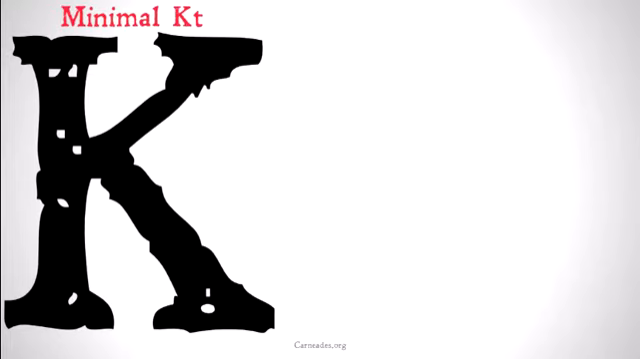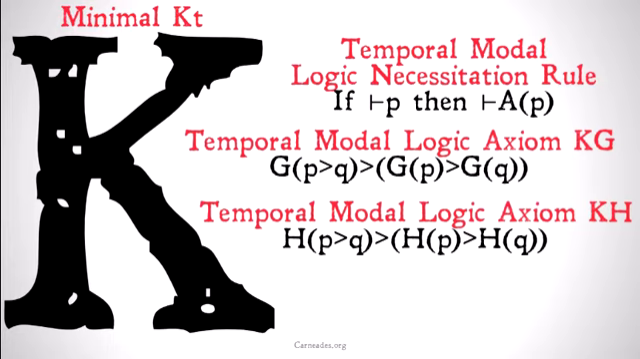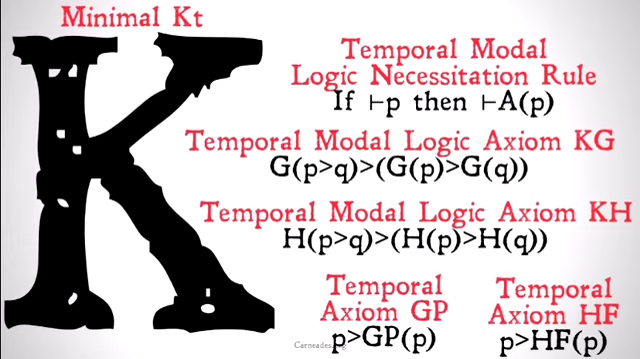So, the minimal temporal logic is referred to as KT. It includes just these axioms: the temporal modal logic necessitation rule, the temporal axiom KG, the temporal axiom KH, temporal axiom GP, and HF, remembering that GP and HF are kind of new axioms to temporal logic because they relate past to future, and they don't map onto other modal logics as well as a lot of the other axioms do.